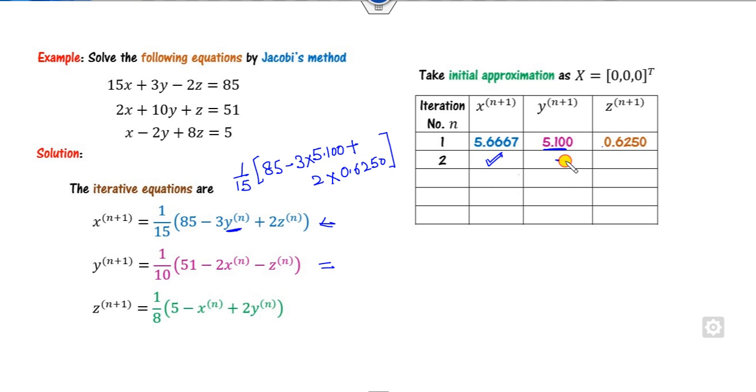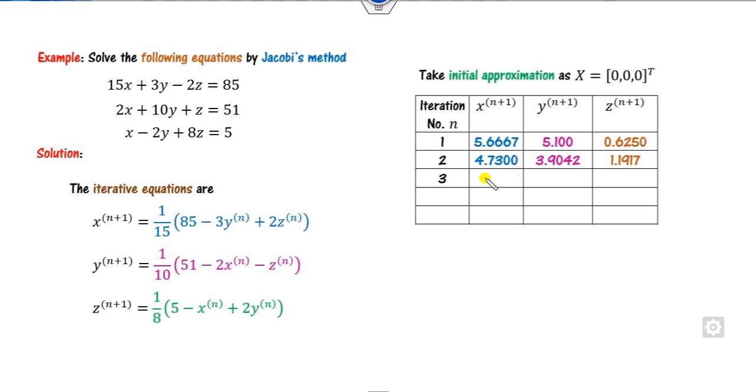Similarly, I can find this value here: 1 over 10, 51 minus 2 into x. x is my previous value. Always remember, the previous value is used here, minus z, 0.62 as here. We will get this value. Similarly, I can substitute here. We will get this as the answer. Now again, because you can see these two values are not the same up to 3 or 4 decimal places, I can find the new value. I can take the value of y as here, the value of z here, substitute these values, and we can get this answer.